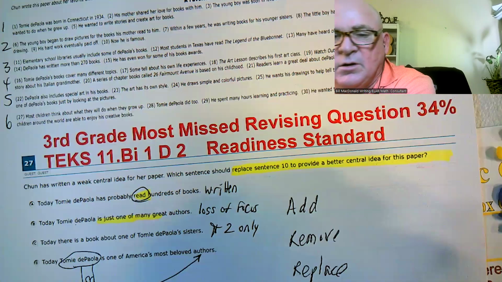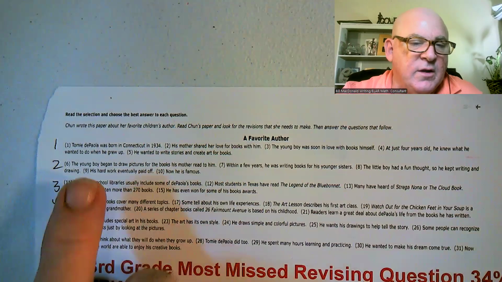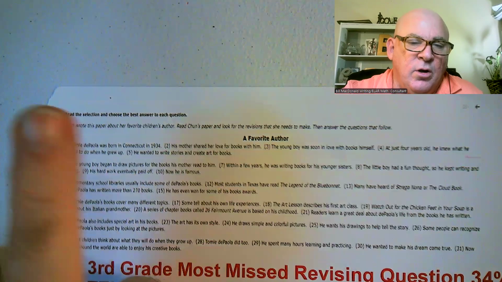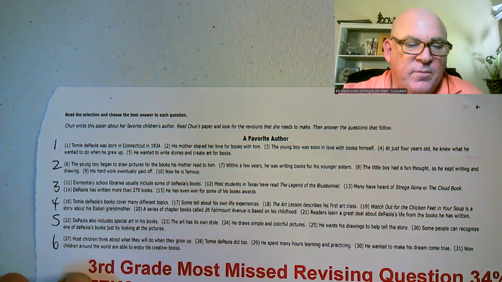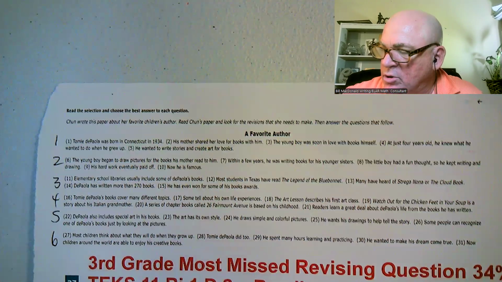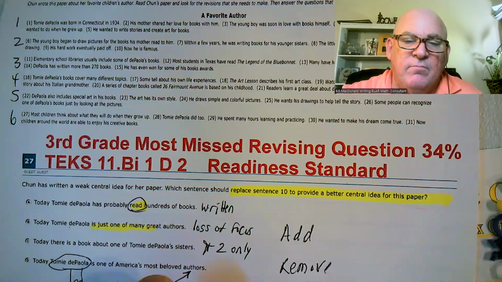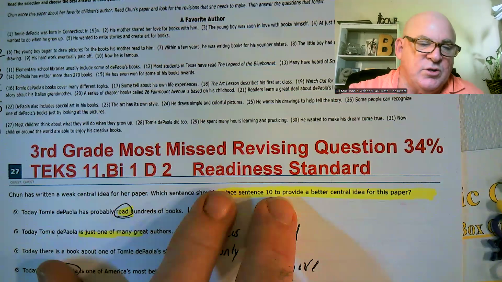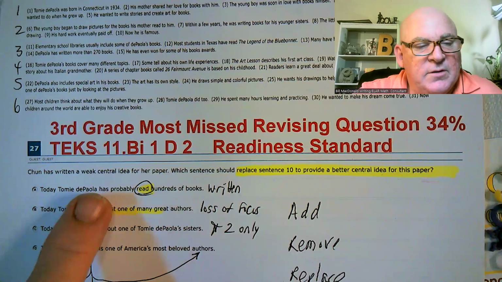Okay. So here's the question, here's the passage, and I went ahead and numbered the paragraphs. Because you can't really put numbers on an online test, on your lined and blank paper, you could quickly number the paragraphs 1 through 6, or you can do what I did and draw a little hand. Okay. It was the third grade most missed revising question, number 27. It got 34%, and there are the details about the kind of question it was. And so let's look closely at it and see what might have happened.